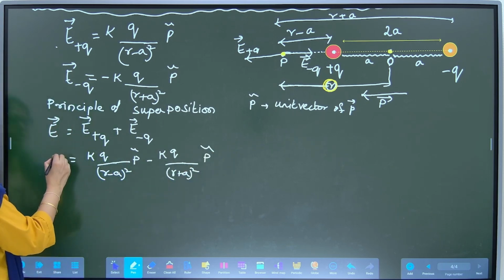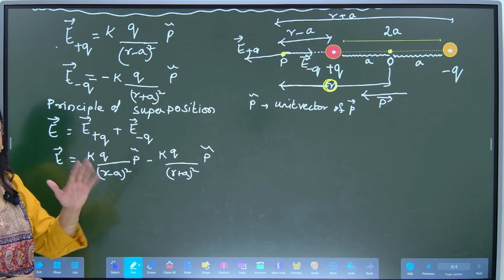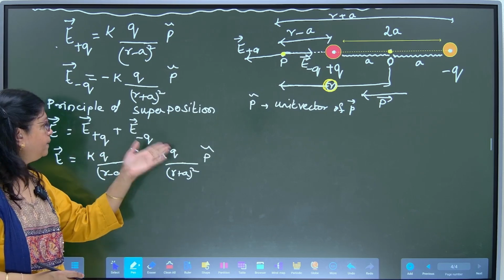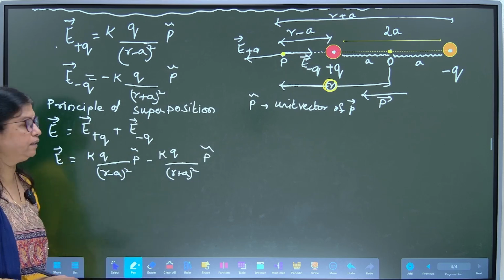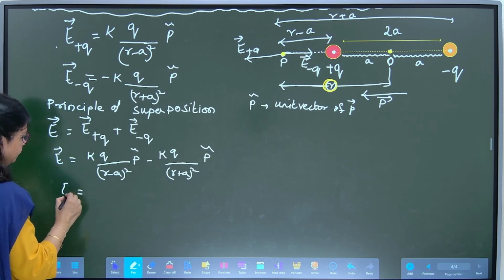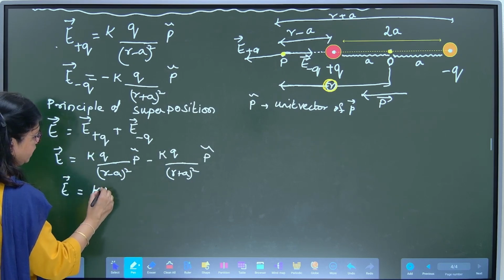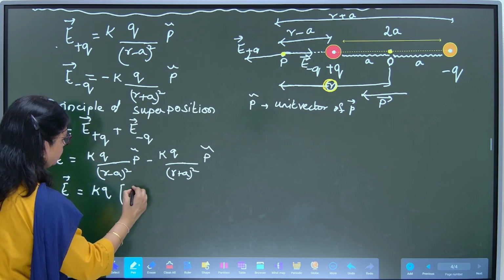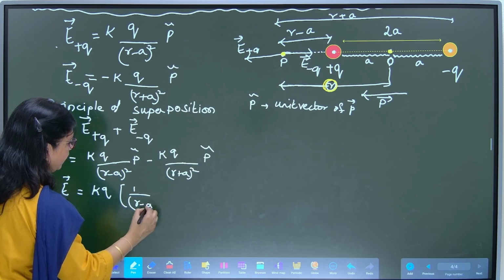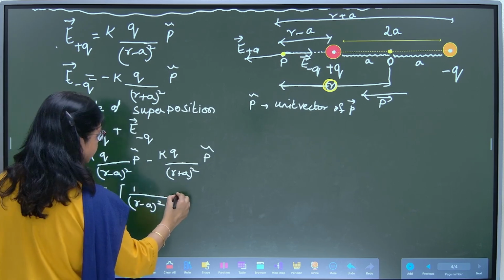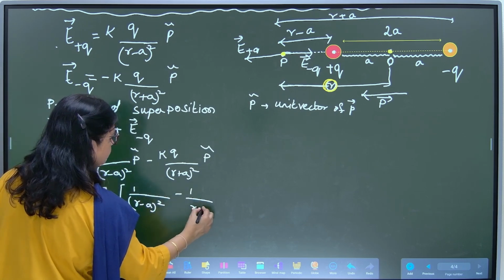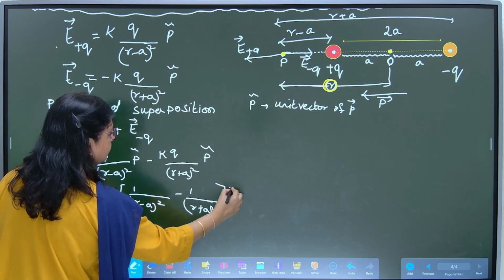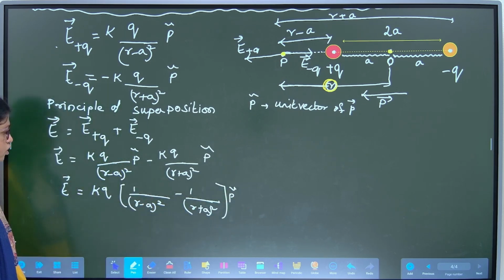Now physics is over. Physics is finished. Now we have to do maths. K, Q is common, P is also common. We will take K, Q common. Outside, I can write K as 1 upon 4 pi epsilon naught also. 1 upon R minus A whole square, minus 1 upon R plus A whole square. P cap I have written this side just to indicate the direction.